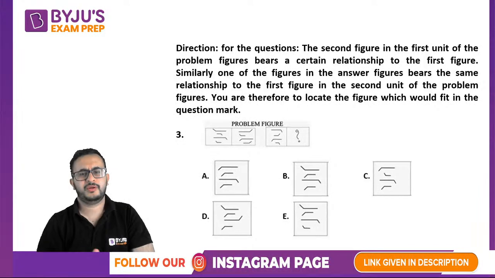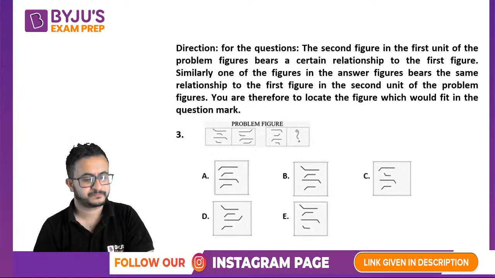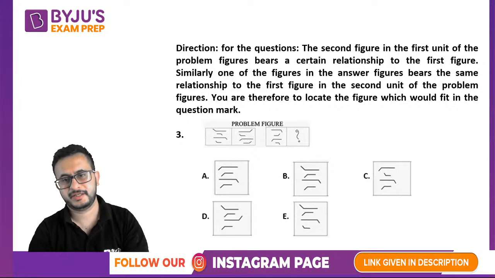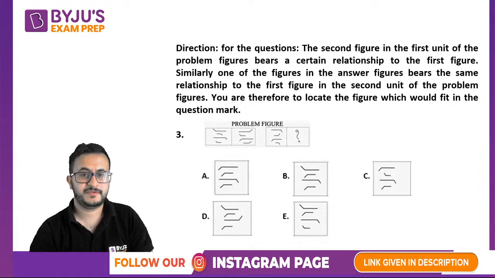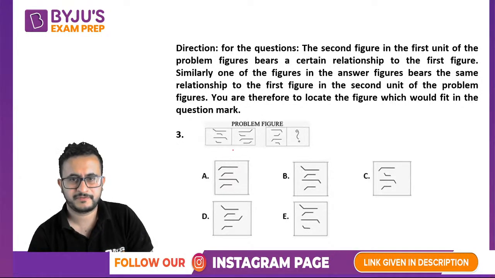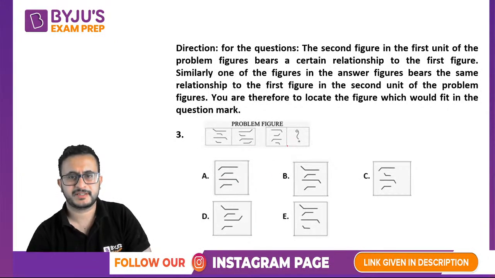So basically, it is all about observing patterns. Any type of question, right? Whether it is series, analogy, odd one out, or anything. So in this question, we are given a figure with some relation. We have to find the figure that will complete this.